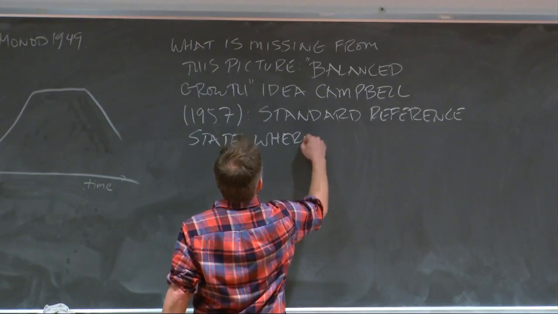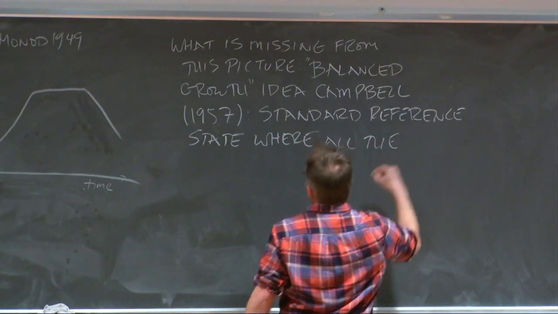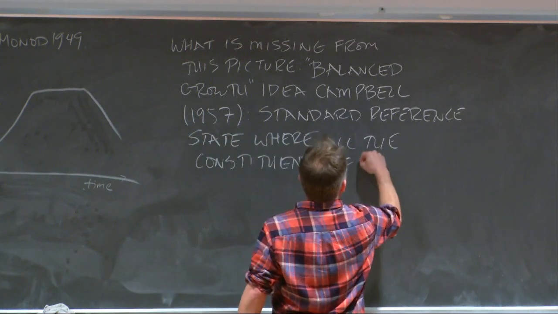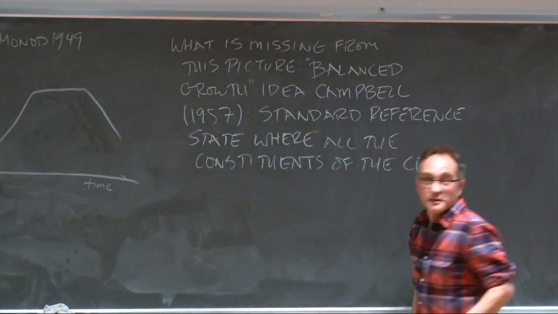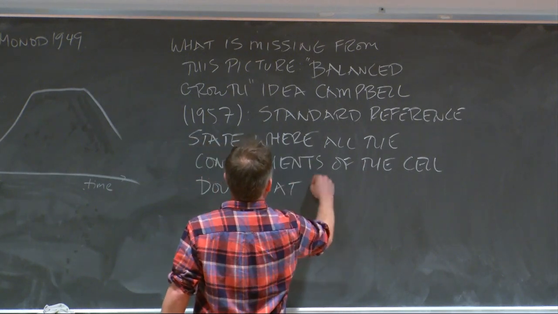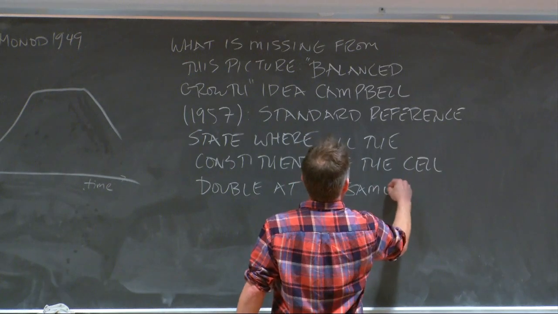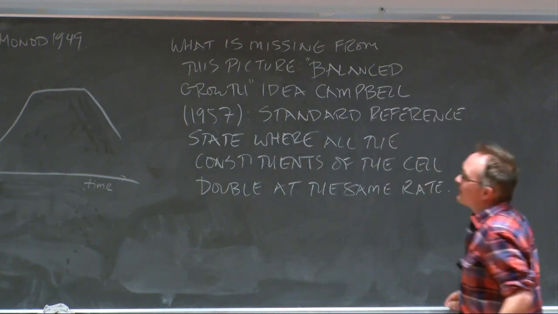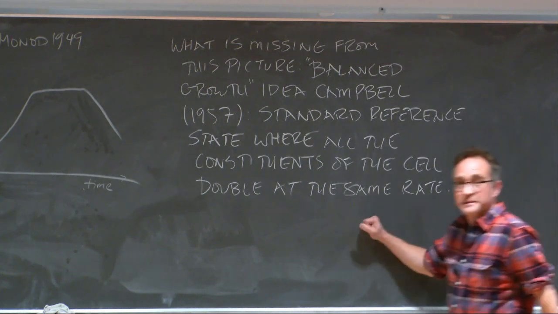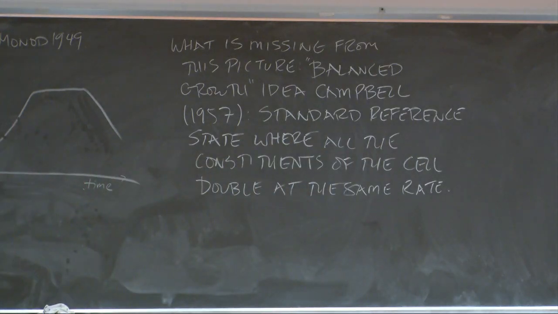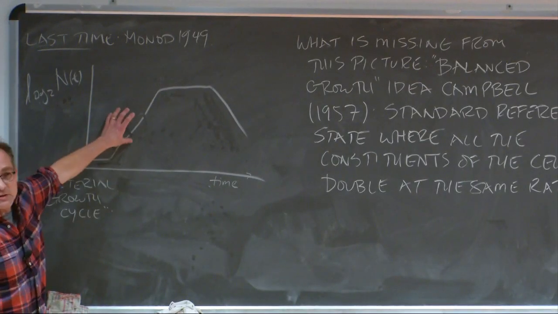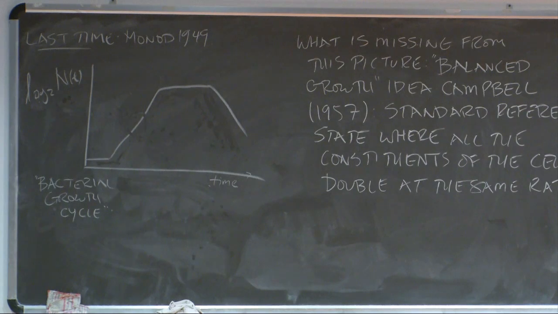Where all the constituents of the cell double at the same rate. So mathematically, you might think of this as steady state exponential growth. So what Campbell says is, focus your attention here. That's the most important spot. All of these are experimental artifacts. Exponential growth is the real key to what's going on here.